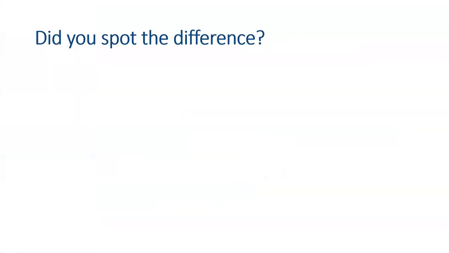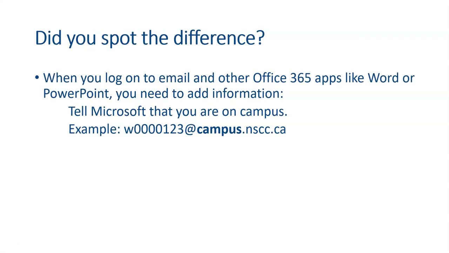Now, did you spot the difference in the logons? When you log on to email and other Office 365 apps like Word or PowerPoint, you need to add some information. You need to tell Microsoft that you are on campus. So an example would be a W number at campus.nscc.ca. So for you, it's your username at campus.nscc.ca.